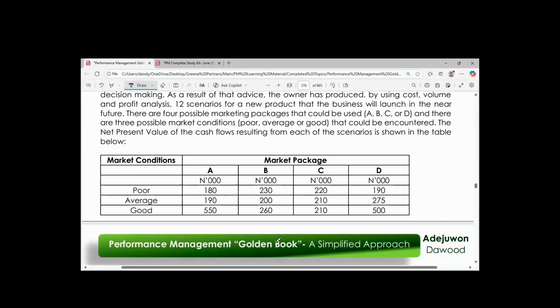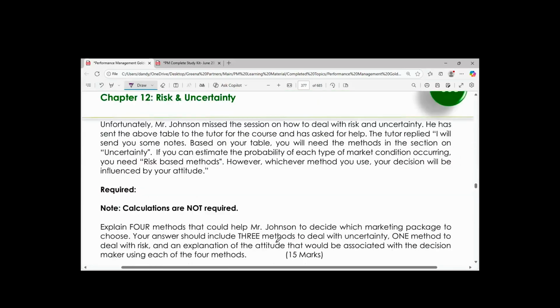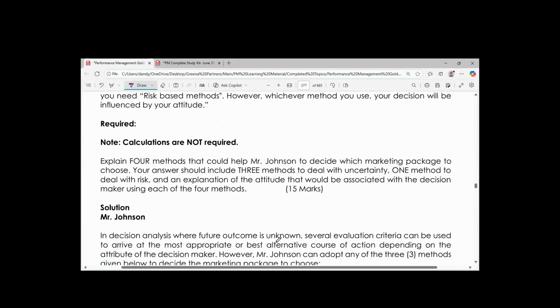You are given the payoff table. The examiner is now asking you, note, no calculations are required. You are only required to explain 4 methods that could help Mr. Johnson to decide which marketing package to choose. Your answer should include 3 methods to deal with uncertainty. What are the 3 methods to deal with uncertainty?